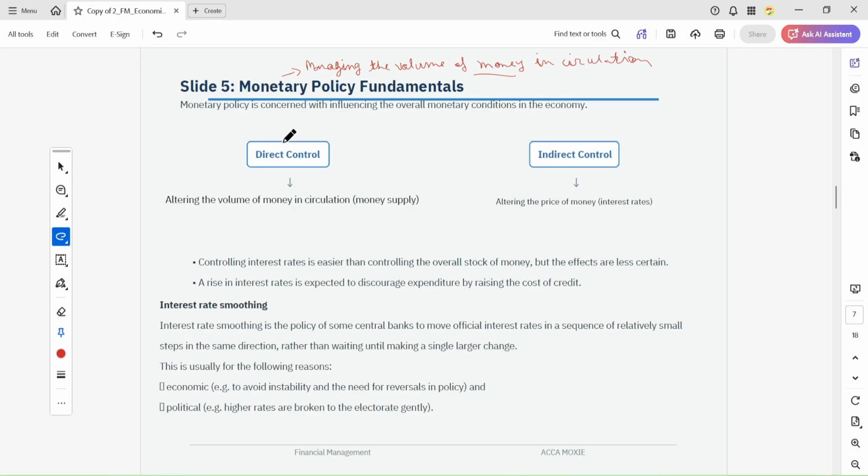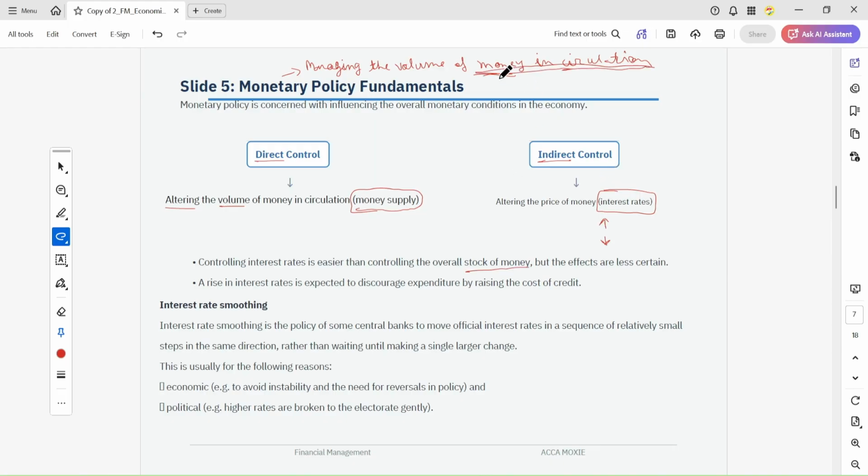When we control, there are two types of control: direct control and indirect control. Direct control is managing the volume of money in circulation. When you manage or alter the volume of money in circulation, it is called direct control. When you control the money supply, that is called direct control. But when you control the interest rate, that is called indirect control.